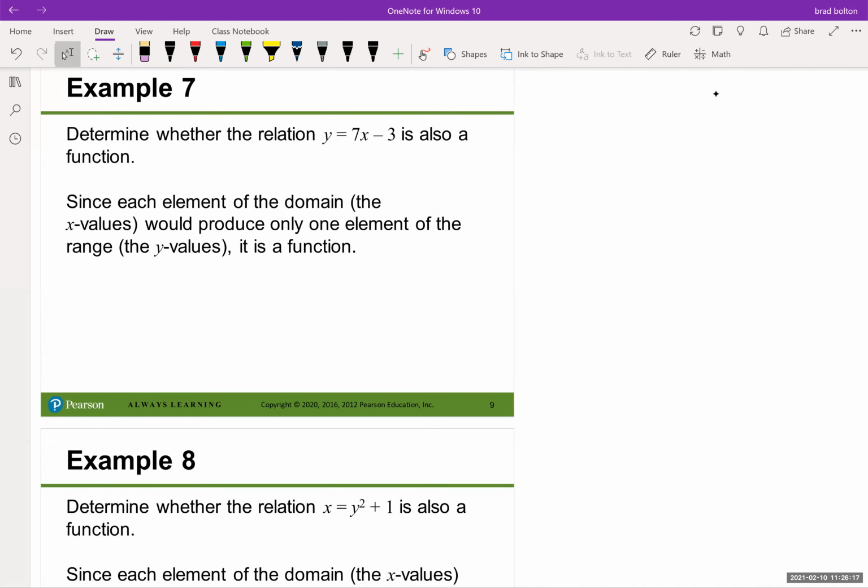So here it says, determine whether the relation y equals 7x minus 3 is also a function.